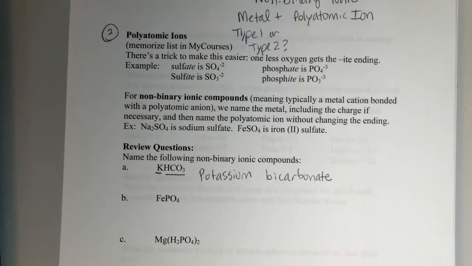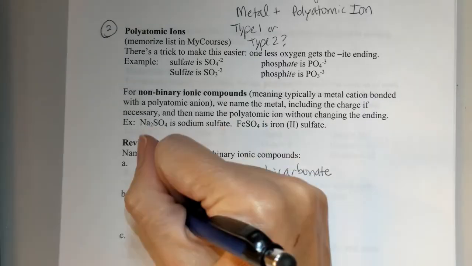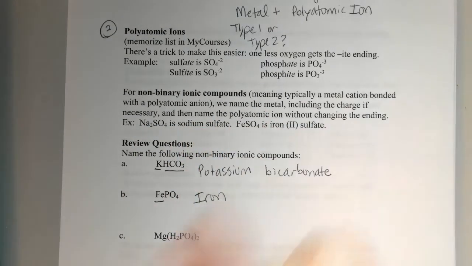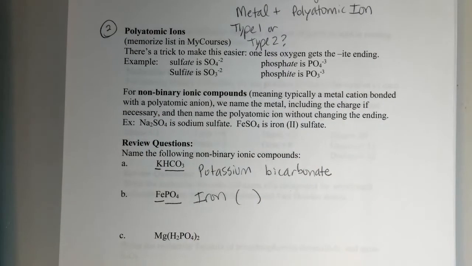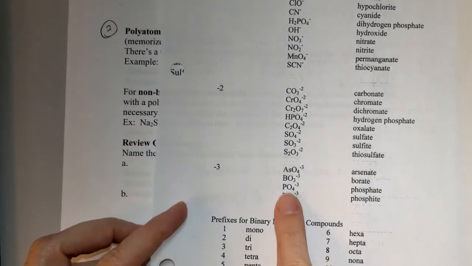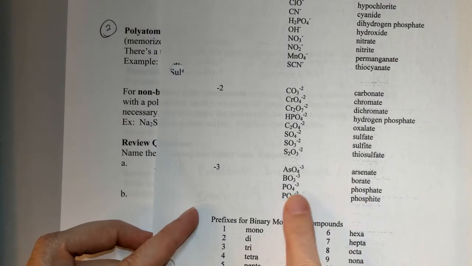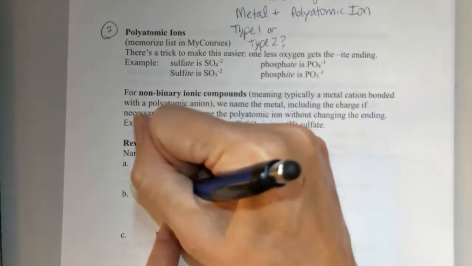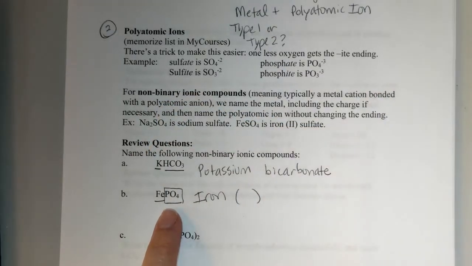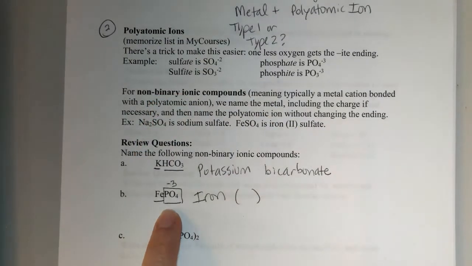The next one we have is FePO4. Fe we know is iron. When I look at my periodic table, I know iron is going to require a Roman numeral, so I'm going to have to come back to that. Then I look at that PO4 group, that polyatomic. On my list, PO4 is called phosphate, but what's also important is that I recognize it has a negative 3 charge. This PO4 group has 3 extra electrons. There's a phosphorus bonded to 4 oxygens, and there are 3 extra electrons there. It's got a negative 3 charge.